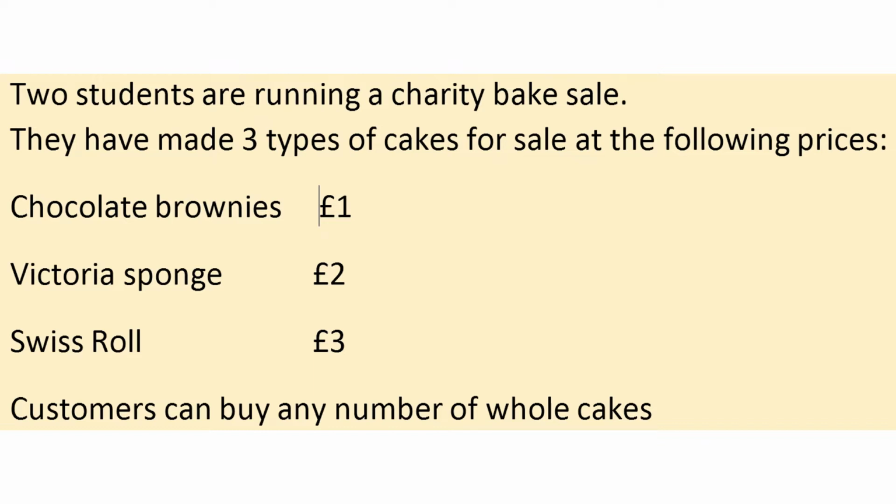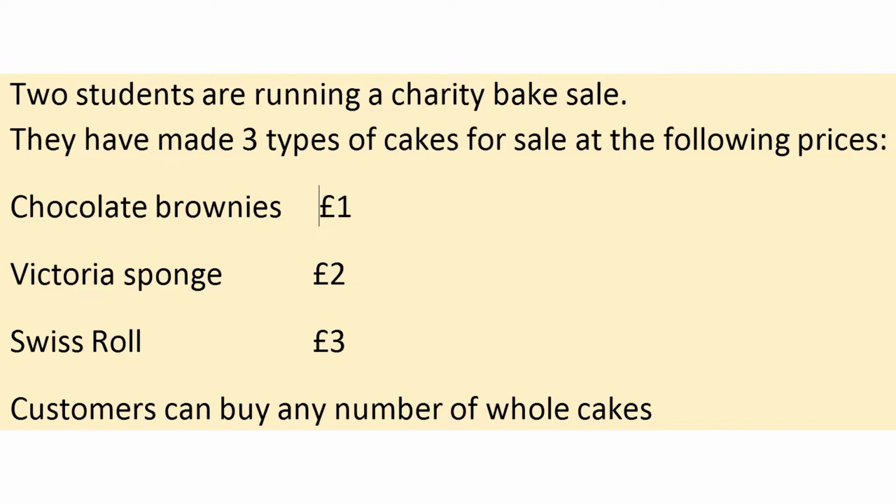We're going to do a walkthrough of a typical question where we need to identify the inputs, processes and outputs for an algorithm. So in this instance, we've got two students running a charity bake sale. They made 3 types of cake, and these are the prices: chocolate brownies at £1, Victoria sponge £2 and Swiss roll £3. Customers can buy any number of whole cakes, so you can't buy half a cake for 50p.